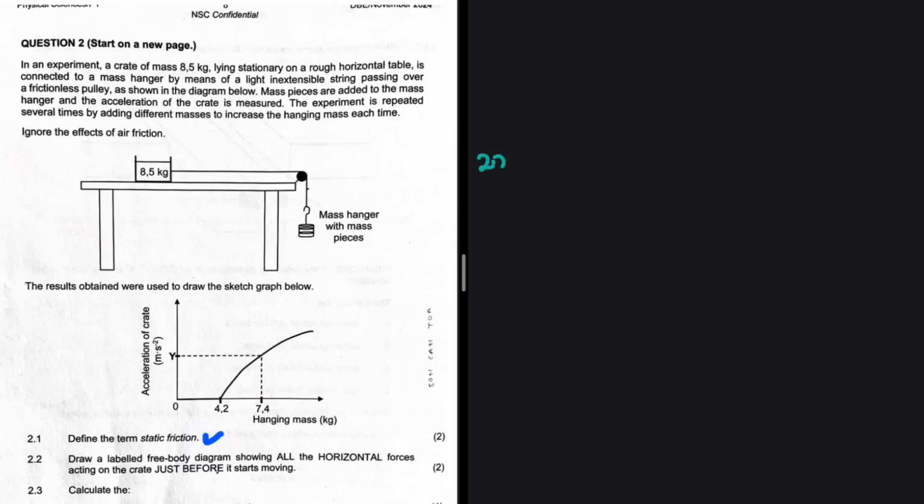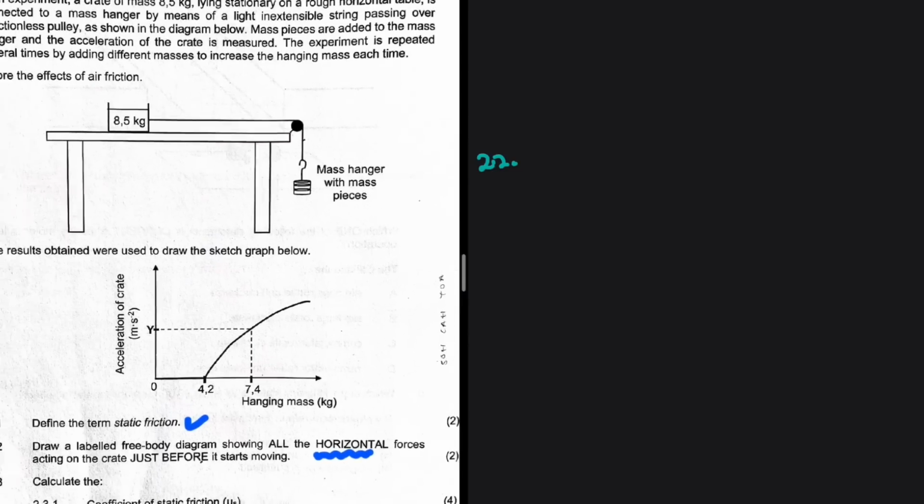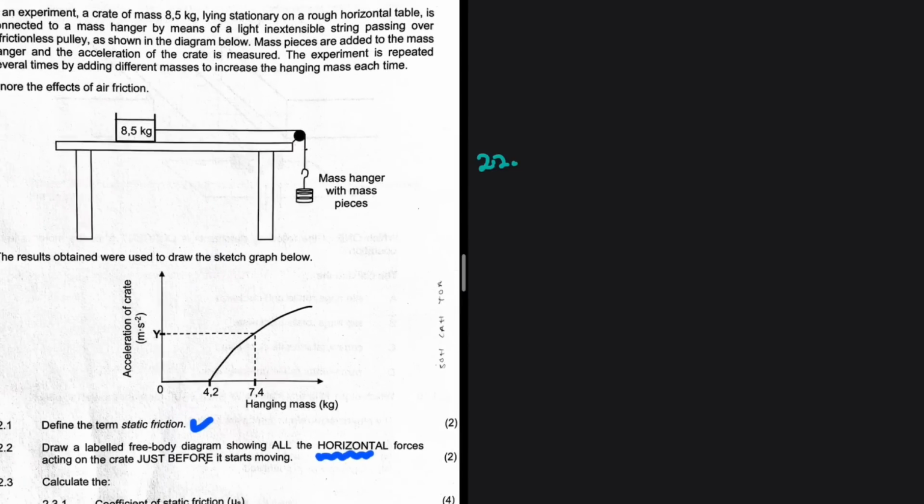So 2.2, the key word here is horizontal, right? We want to draw a free body diagram showing all the horizontal forces. If you include the vertical forces, I'm assuming you'll probably get it wrong. You'll probably lose 1 mark for every vertical force that you include. I think that's probably what's going to happen. So if you include the normal force and the weight, you're going to get nothing, or at most 1. But I'm quite sure there's no way you get all the marks if you include the vertical forces.